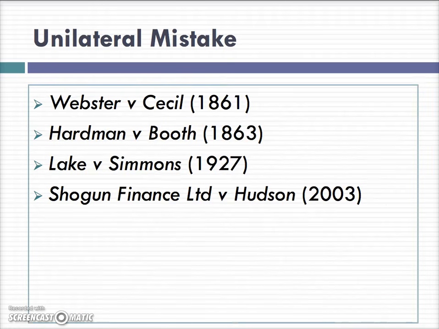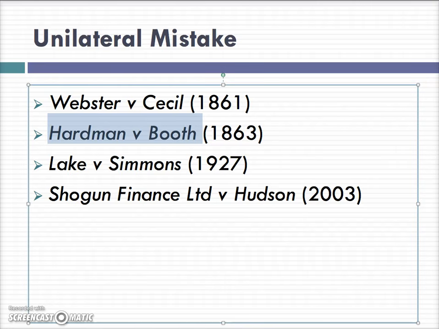In Webster and Cecil, similar to Hartog and Colin Shields, a mistake was made as to the price of a property. An offer of £2,000 was rejected, and then because of the mistake, the seller suddenly quoted £1,250, which is of course less than £2,000. So clearly a mistake was made, and the buyer must have known about this. This contract was held to be void.